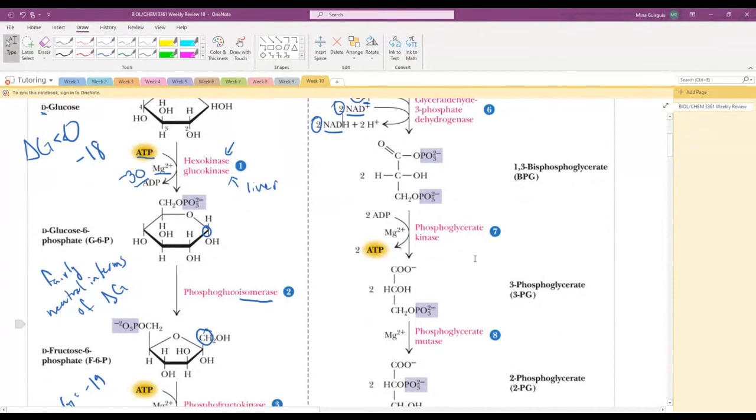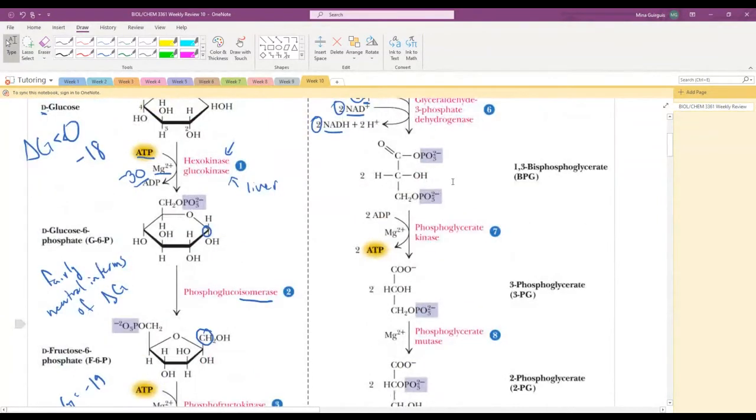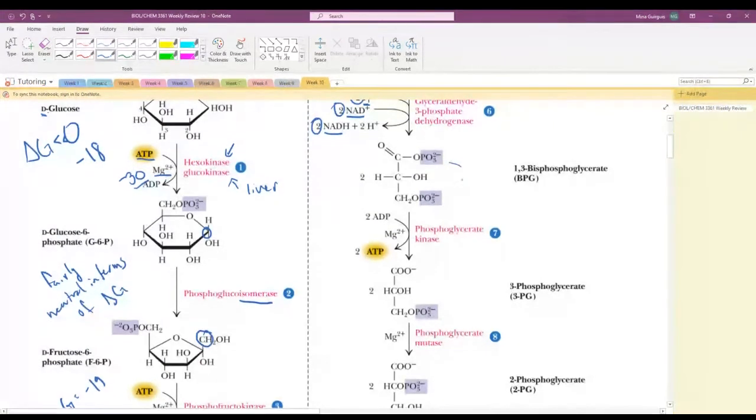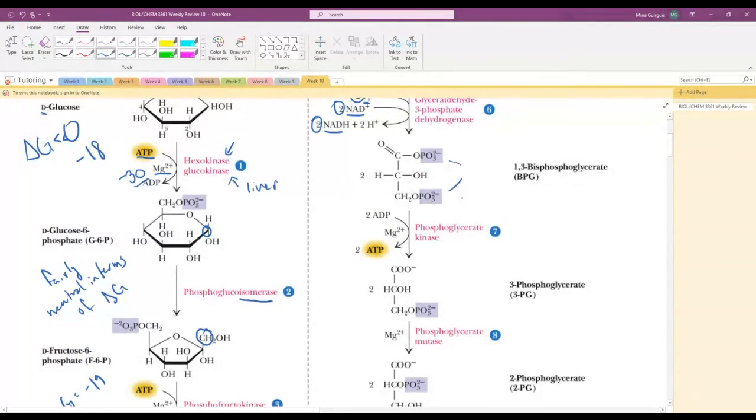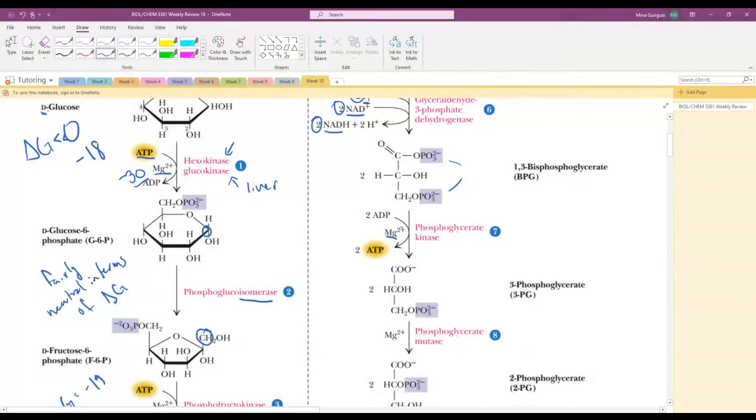Now we look at reaction 7. Reaction 7 forms ATP. This formation of ATP uses our 1,3-bisphosphoglycerate, a diphosphorylated product. It once again uses magnesium to stabilize that negative charge. It's never going away, and forms some ATP.